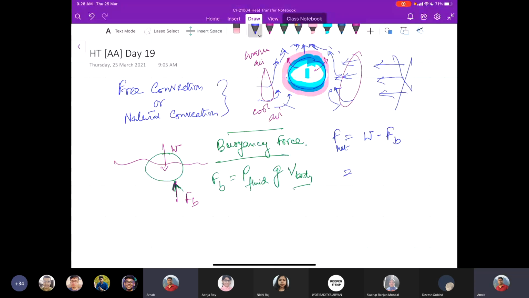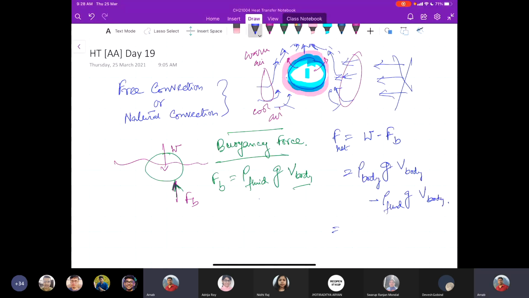Now the weight is rho of the object. Let's write it clearly so that there is no confusion. So rho of the body or the object, and g, and V of the body, the volume of the body. That gives us the weight of the complete object. And the buoyancy force is rho of the fluid, g, and V of the body.